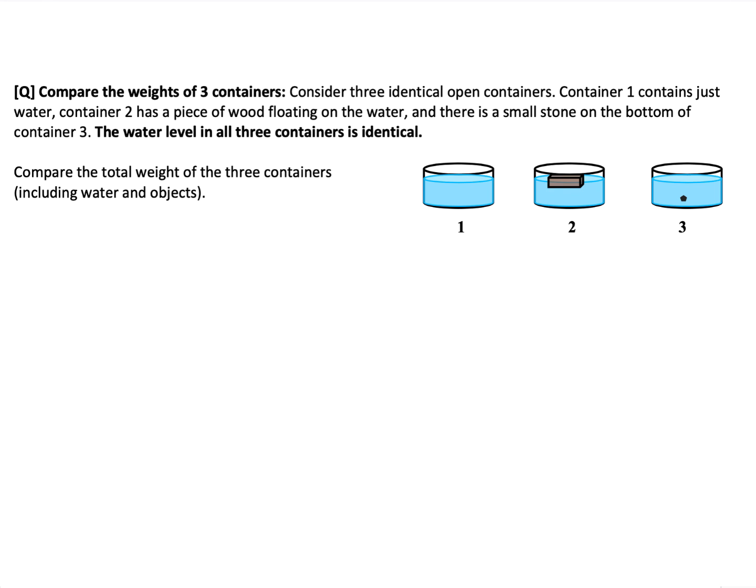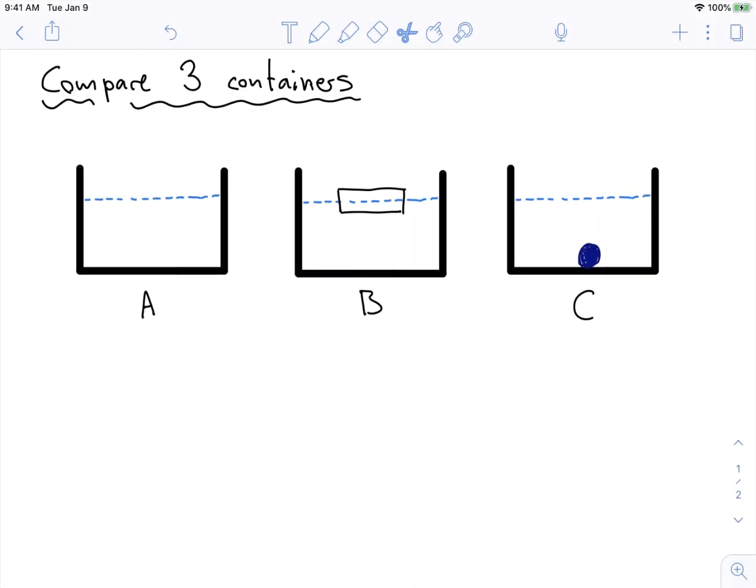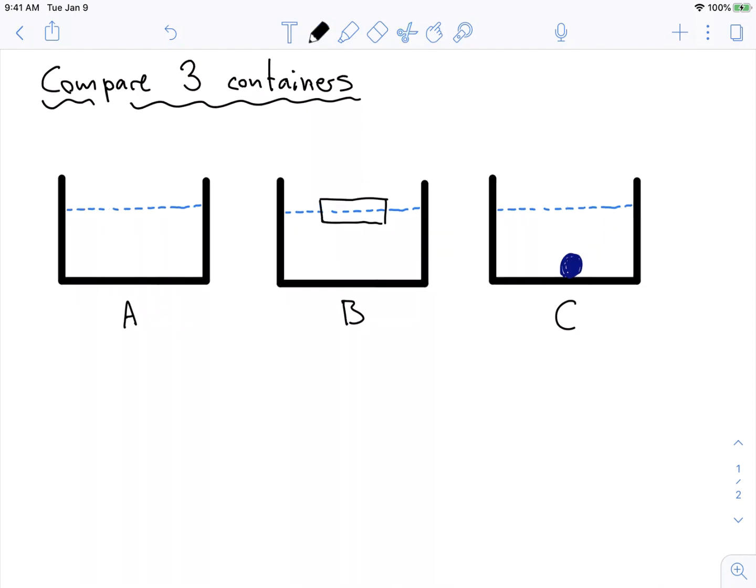So this is one of the most subtle problems that you'll come across in the course having to do with buoyancy and fluids. And this kind of problem causes a lot of problems for students in general. So what do we have here? We have three containers. They each have different amounts of water in them, but they have objects placed in them such that the water is all at the same level, right? So they're all filled to the same level.